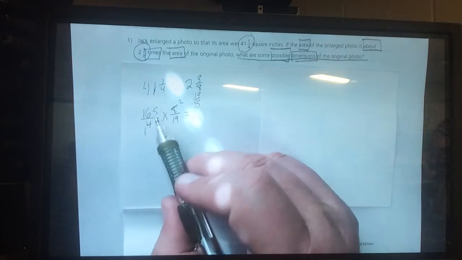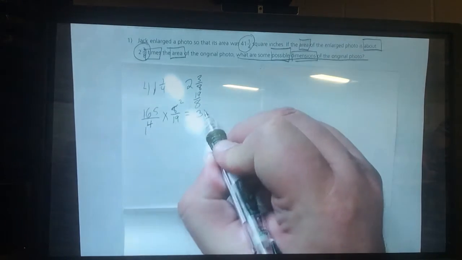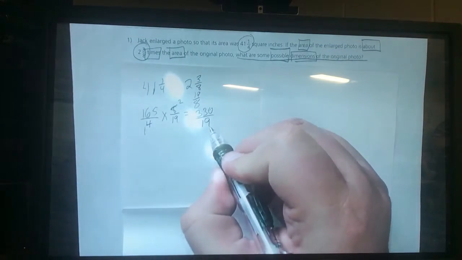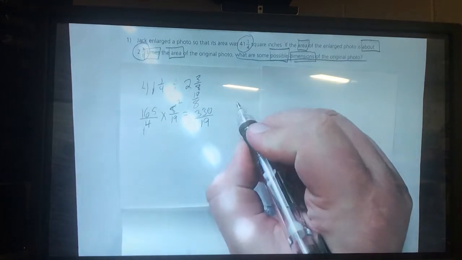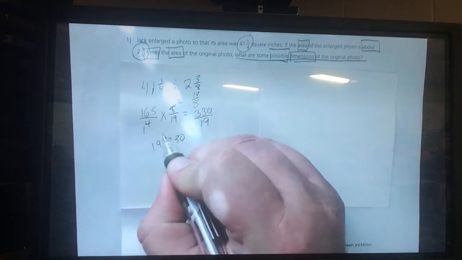Now if I have 165 times 2, I'm going to get an answer like this, 330. And 1 times 19 is 19. Now to take that improper fraction and make it a mixed number, I'm going to divide 330 by 19, and my remainder will be my numerator. So let's see. I'm going to go ahead and work that out right here. So 330 divided by 19.